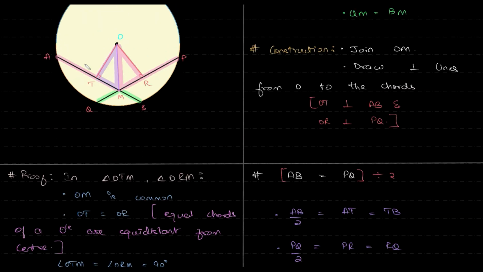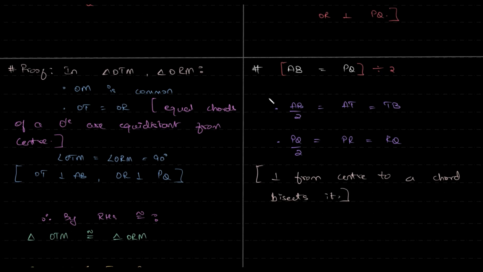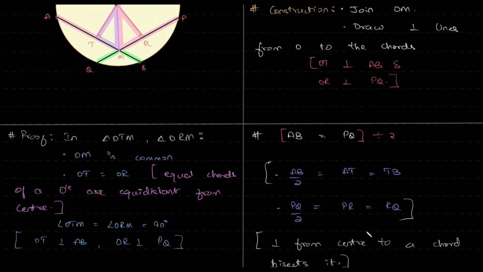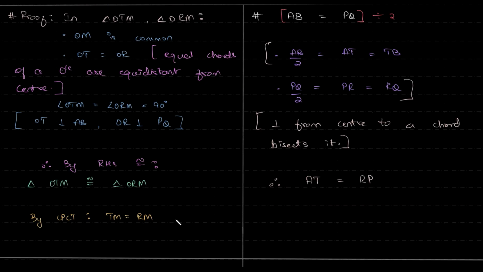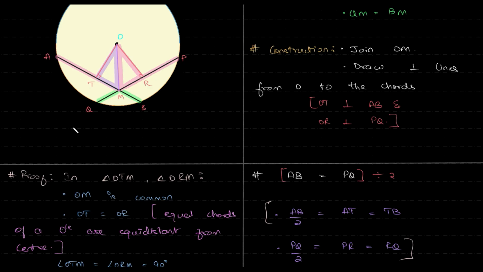So we have AT equal to PR, yes. And adding equations 1 and 2, what will we get? On adding 1 plus 2, AT plus TM is equal to PR plus RM. What is AT plus TM? Obviously it will be AM, and this is PM. So we have AM and PM to be of equal length.